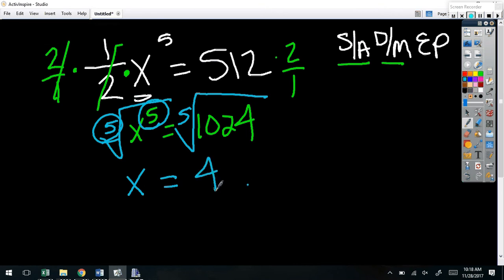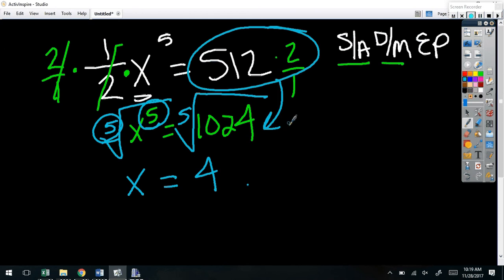All right, before we move on, do I need a plus or a minus here? No, it's an odd number. Your 5th root's an odd root, it keeps the same sign that's under the radical. Does that make sense? When you multiply by 2 here, 512 times 2 is 1024.